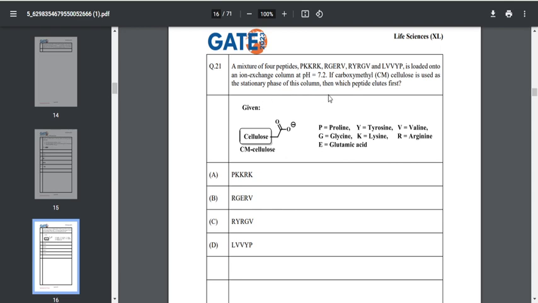So there are two kinds of ion exchanger. One is a cationic ion exchanger and the other is an anionic ion exchanger. So carboxymethyl cellulose is an example of a cationic ion exchanger. So it will be loaded with negative ions. So it will bind to those peptides which are positively charged. So only if you know the examples of cationic ion exchanger and anionic ion exchanger, you will be able to answer this particular question.